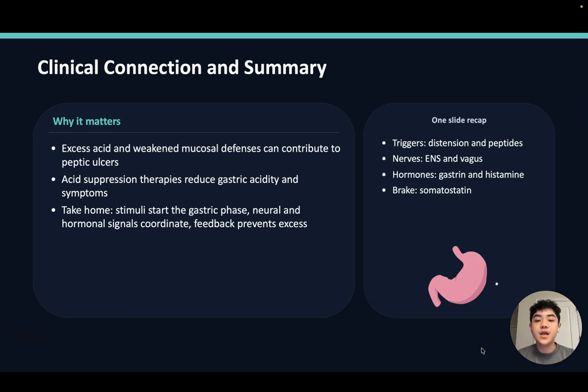Finally, negative feedback in the stomach and the inhibitory feedback from the duodenum prevent excessive acidity and slow emptying to support the transition into the intestinal phase.